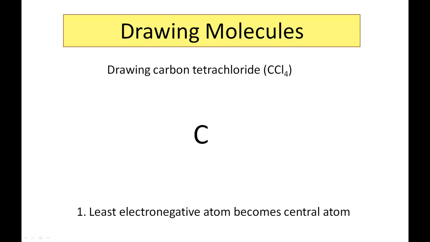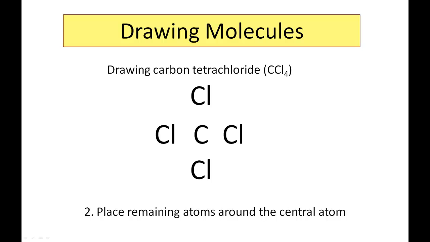Here's the first rule that you need to know when you're drawing molecules. Put the least electronegative atom in the center. Between carbon and chlorine, carbon is the furthest left on the periodic table and the furthest down, so it is the least electronegative. So I put it in the middle. The second step is to place the remaining atoms around the central atom. Notice I put all 4 chlorines around the carbon, and I put them as mirror objects of each other.